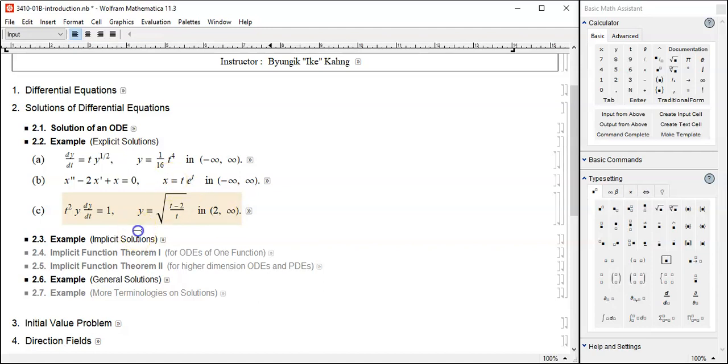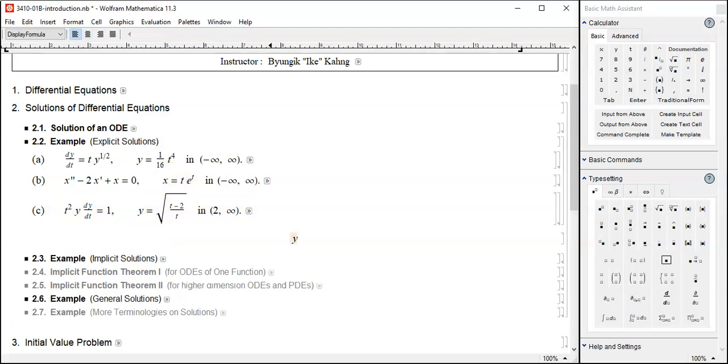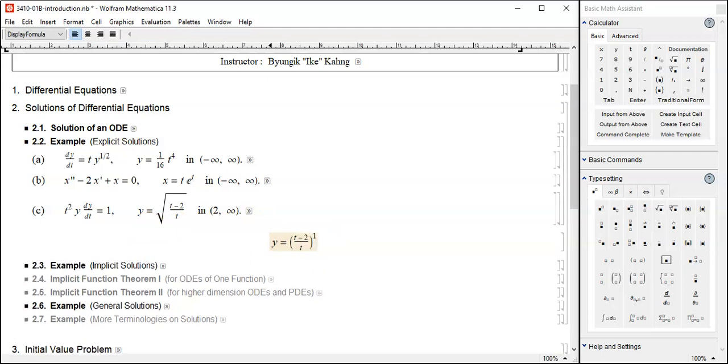Okay, let's check. How does it work? Let's see, what is y prime? That is, let's see, y is t minus 2 over t, and that's thing to the 1/2 power. So y prime is therefore 1/2, and then the same expression, and subtracting 1 from the power. And then what do we have to do? We have to multiply the derivative of the inside, right? Multiply by the derivative of the inside.